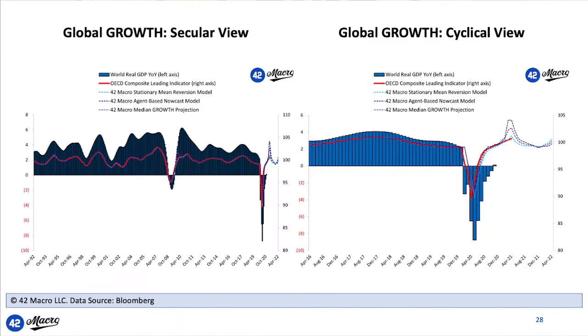On slide 28, just looking at global growth from a cyclical and secular perspective, very similar dynamics as it relates to a modest deceleration off the cycle peak throughout the next few quarters. So that's something to call out.